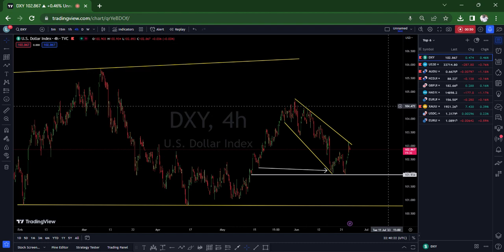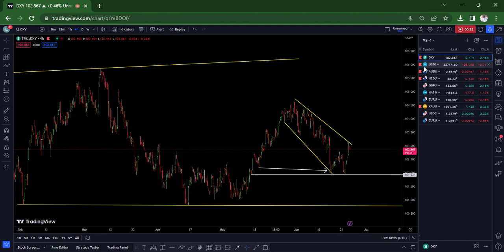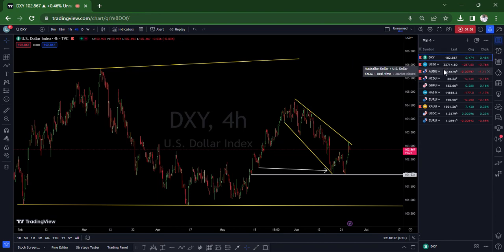So there are some pairs that I've already marked with this red ribbon here. I'll be focusing on these three pairs: US 30, AUD USD, and ZJPY.